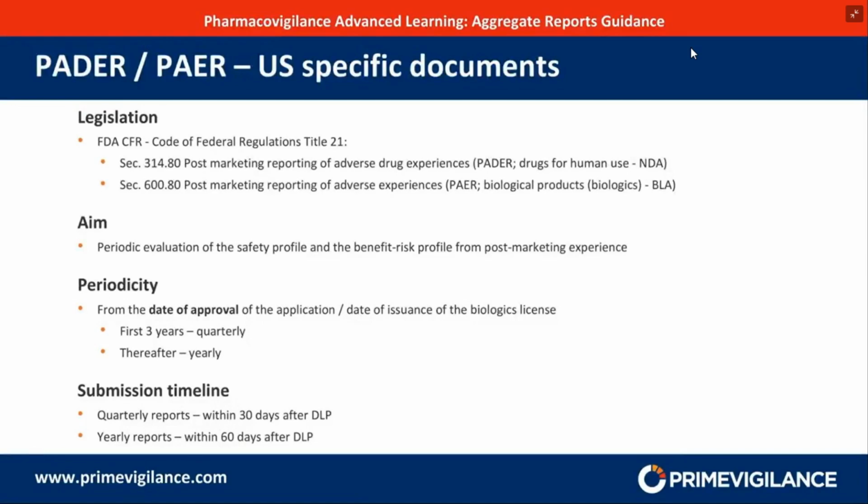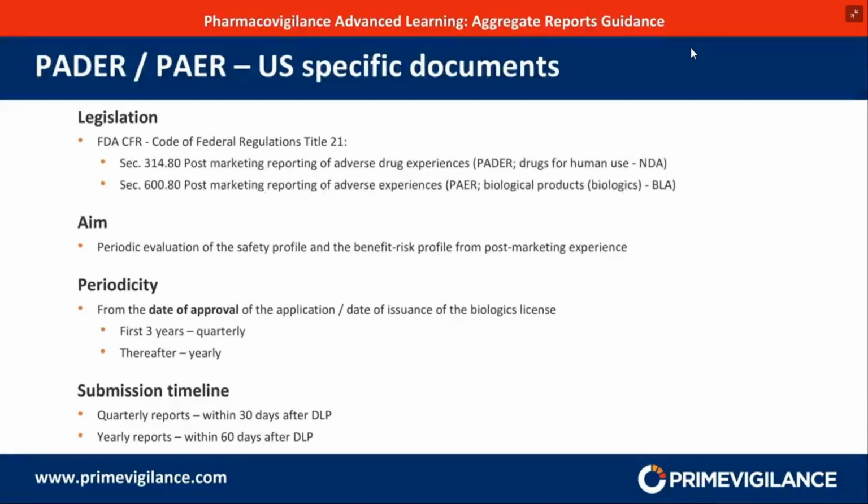There are two sections relevant for post-marketing aggregate reporting within this title. Section 314.80 applies for drugs for human use, so these are the products approved via the NDA, new drug application. So this is the PADER, the drug experience report. And then the other section is 600.80, and this applies for the biological products or biologics that are approved via the BLA, or biologics license application. So then we drop the D from the title and it's just called the PAER, Adverse Experience Report, not Drug Experience Report.